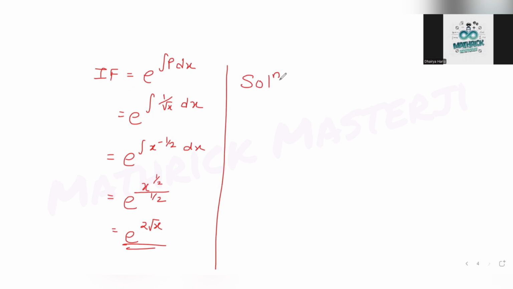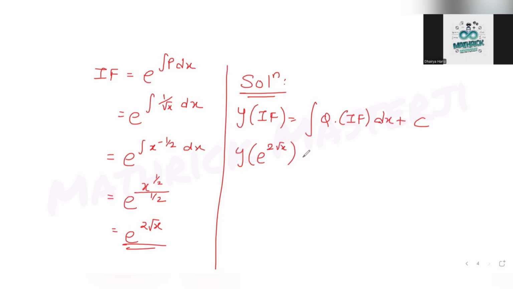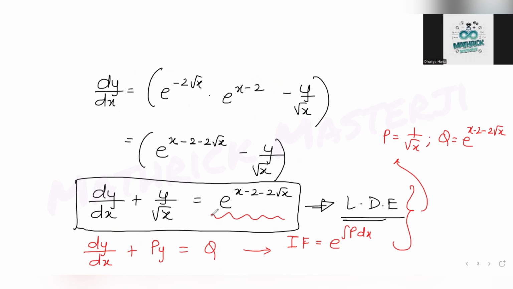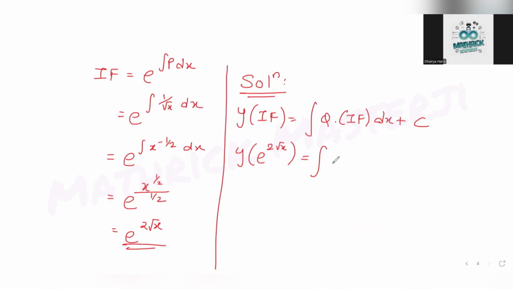The solution for that differential equation becomes y into integrating factor equals integral of q into IF into dx plus c. So y into e raised to 2 root x is the integral of q, and in this case this whole thing is q, so e raised to x minus 2 root x, into IF, which is e raised to 2 root x, dx plus c.